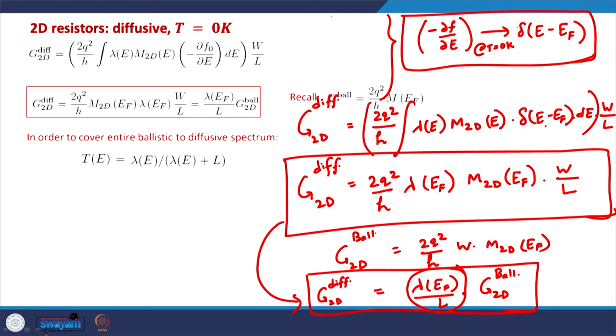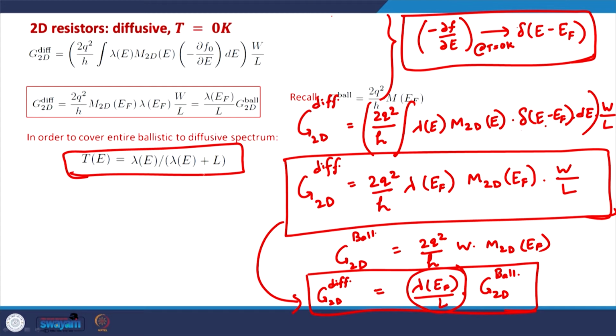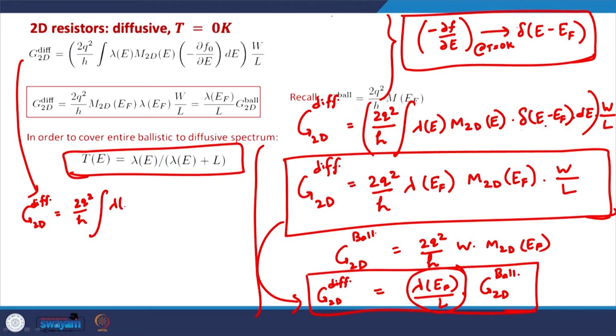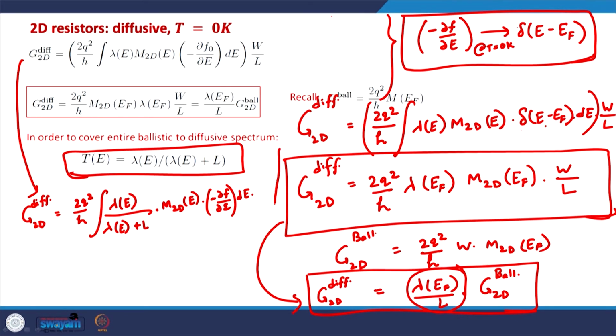And the transmission T(E) needs to be replaced by lambda by L. In a more general case, when we are considering both ballistic and diffusive conductors, we need to replace T(E) by lambda(E) divided by lambda(E) plus L, and in that case the expression will simplify to G2D equal to 2q squared by h, integral of lambda(E) divided by lambda(E) plus L, M2D(E), minus del f by del E, dE, times W. That is what we will have in this case.